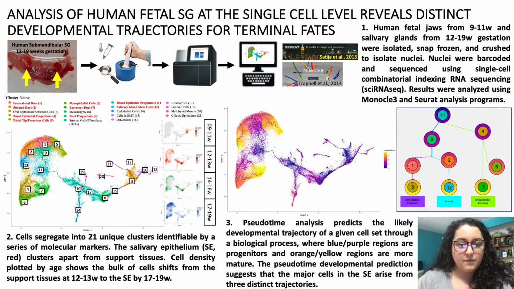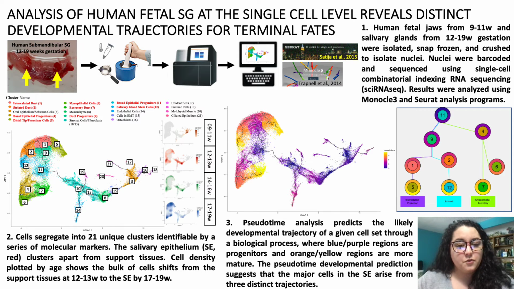We acquired human fetal salivary gland tissue between 12 to 19 weeks gestation, froze it, and isolated the nuclei. We then performed single-cell combinatorial indexing RNA sequencing, or SCI sequencing, and analyzed the resulting data with both Seurat and the UW-developed Monocle 3. The resulting data segregated into 21 unique clusters that were identifiable by known transcriptional markers and functional characterization of genes expressed.